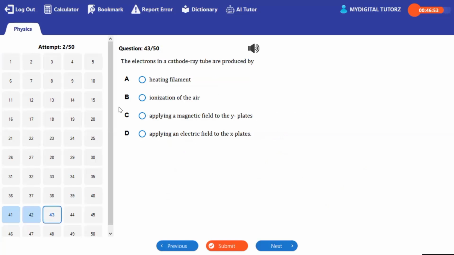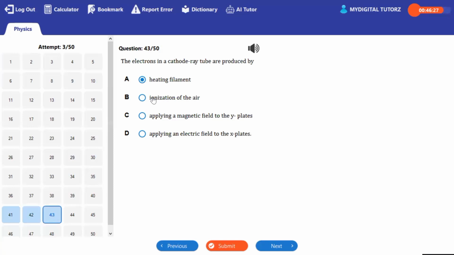Question 43 says, the electrons in a cathode ray tube are produced by A, heating filament, B, ionization of the air, C, applying a magnetic field to the Y plate, D, applying an electric field to the X plate. The correct answer here is they are produced by heating element, right? Through what is known as thermionic emission.